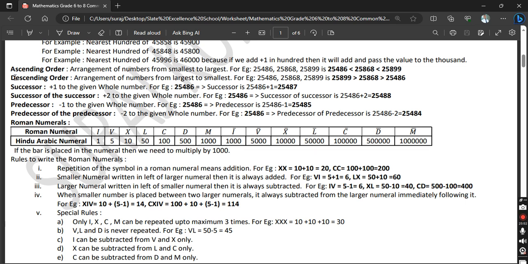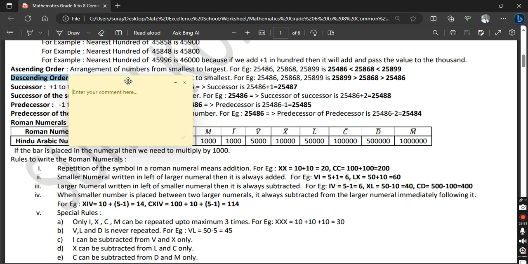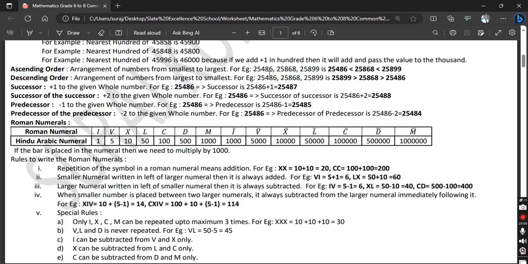The next is descending order. Ascending order means smallest to largest, and descending order means largest to smallest. It is the same arrangement done in reverse order, largest to smallest. So I request you to pause the video and try it yourself, whether you are getting the proper order or not, and if not, then why. The largest number I will write first. As you are able to see here, the sign changed to the greater than sign.